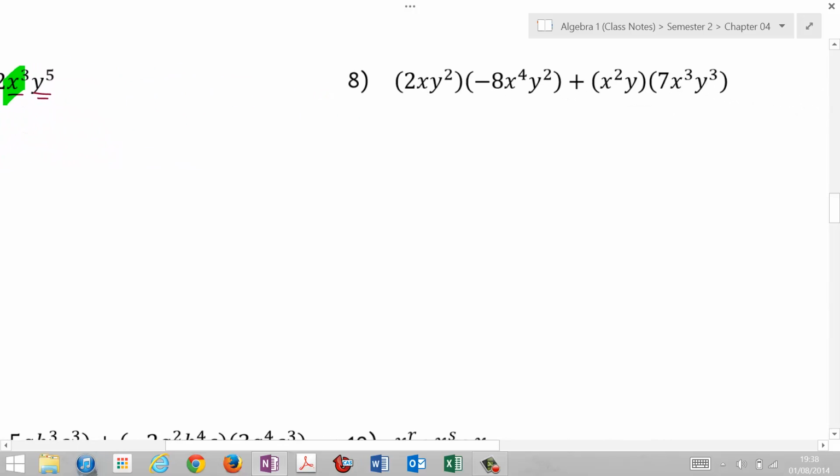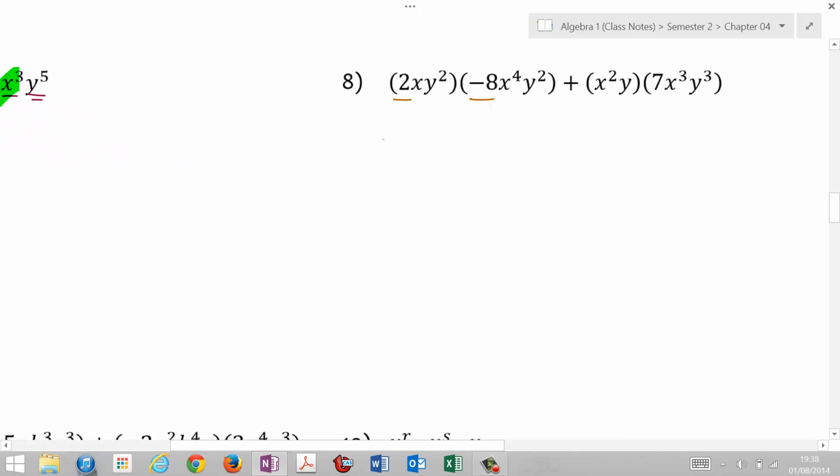Number 8, if I do 2 times negative 8, I get negative 16. Then x times x to the 4th is x to the 5th, and then I'm going to have y to the 4th. Over here, check my coefficients first. So this is a 1, and that's a 7. It's positive, so it's a plus 7. x to the 2nd and x to the 3rd is x to the 5th, and y times y to the 3rd is y to the 4th.